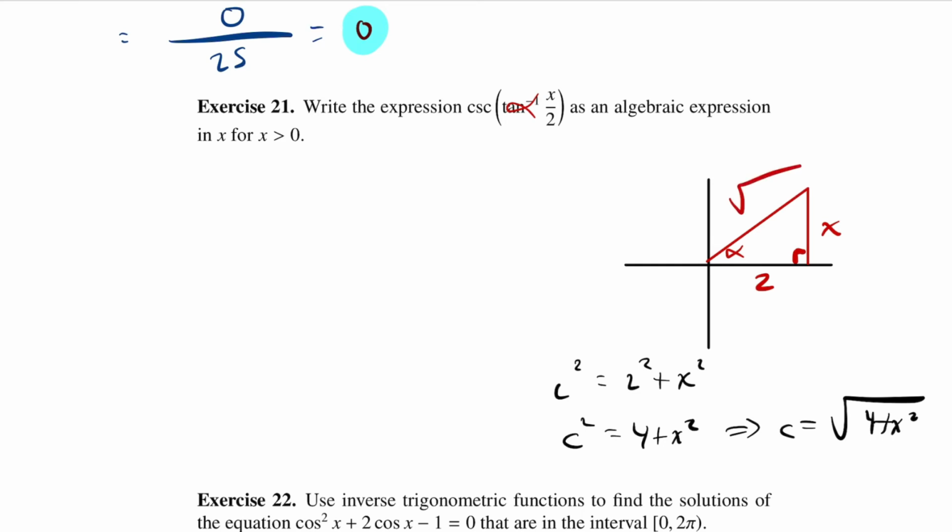And finally, we can find out what the cosecant of alpha is. Cosecant is hypotenuse over opposite. So our final answer is going to be hypotenuse over opposite.